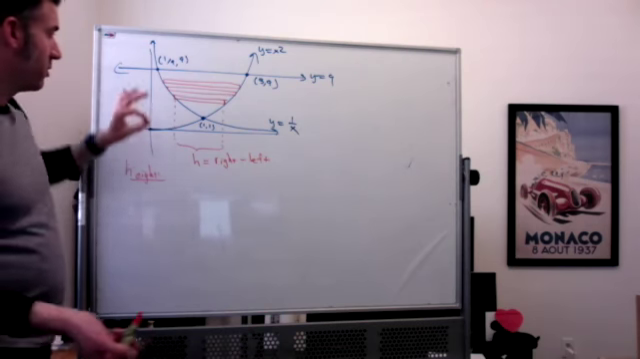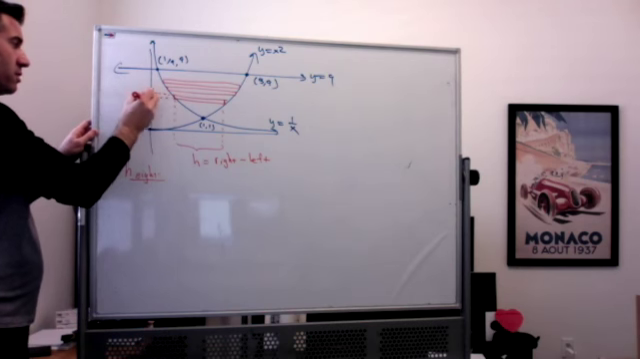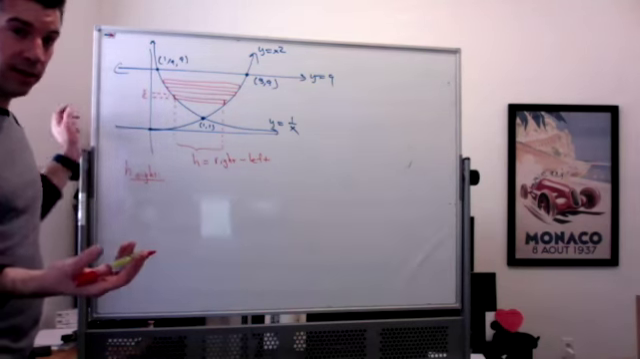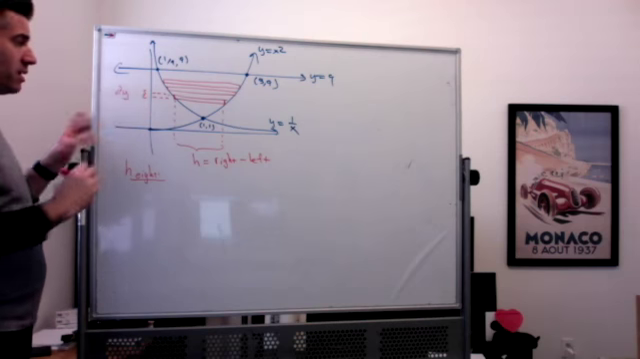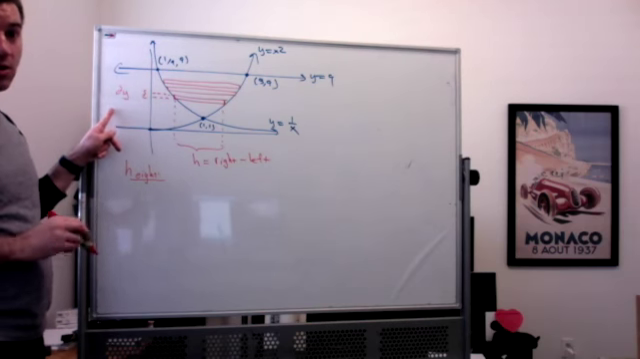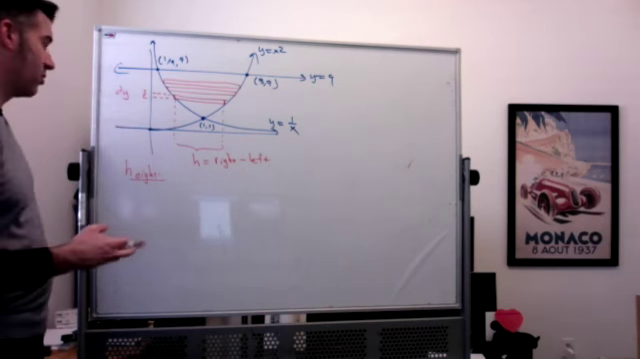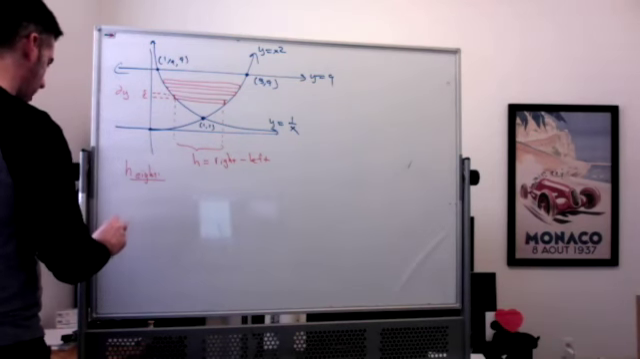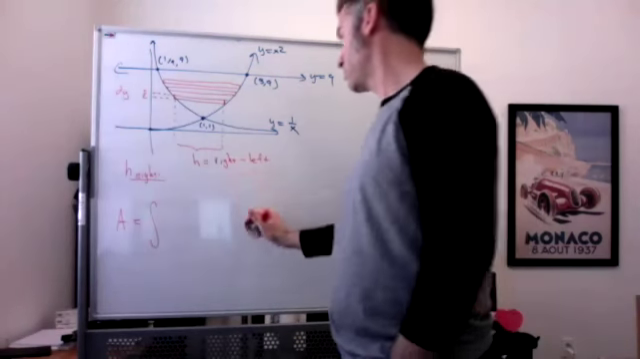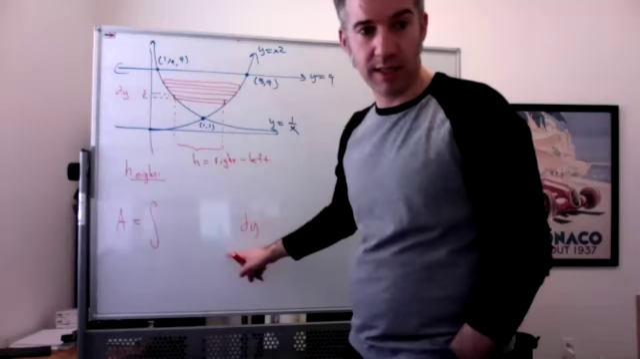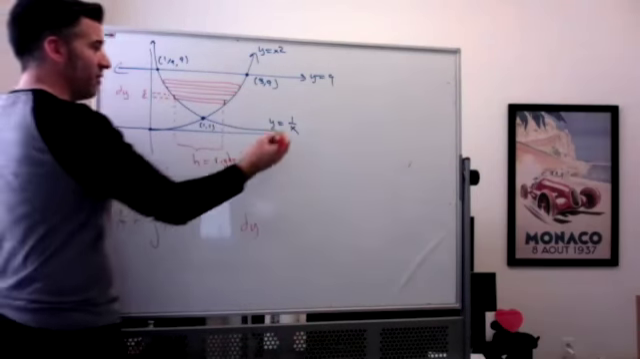And the base of your rectangle is no longer dx, right? dx is a small change in x. This is a small change in y. It's dy. This is a clue that tells us our variables have to be y's, not x's. So when we start integrating this, the area is going to be given by the integral of something dy, if that's your base. The height is right minus left, but we have to change the functions to be in terms of y.